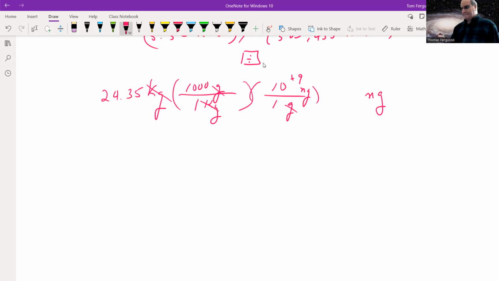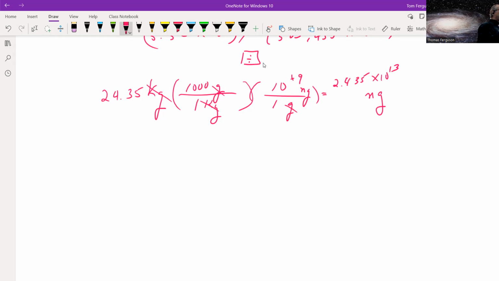Okay? And then now it makes sense. Remember I said, analyze your answer. So if we're going to kilograms, which is big, and going to nanograms, we have to have a whole bunch of nanograms to equal 24 kilograms. And our answer is 10 to the 13th. That's a gigantic number. So your answer makes sense.